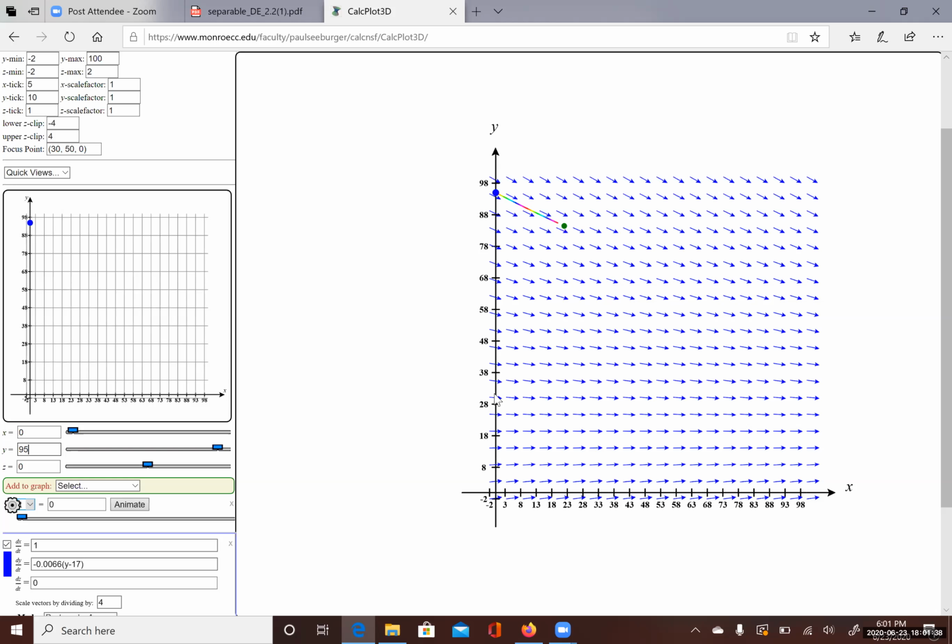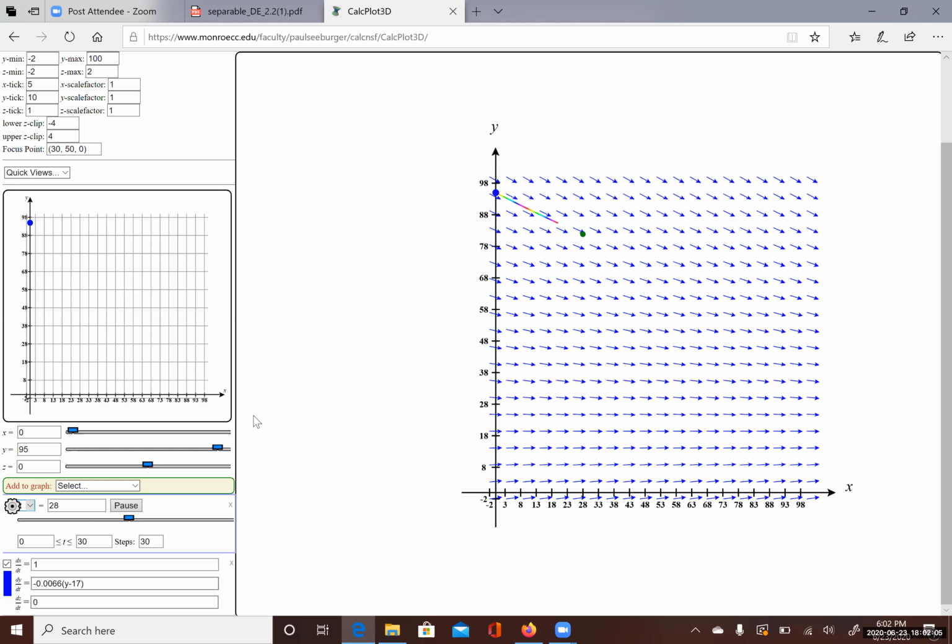All right, and then you see that as t increases, this is how the sphere is tracing the solution curve, as t increases or as time goes on.